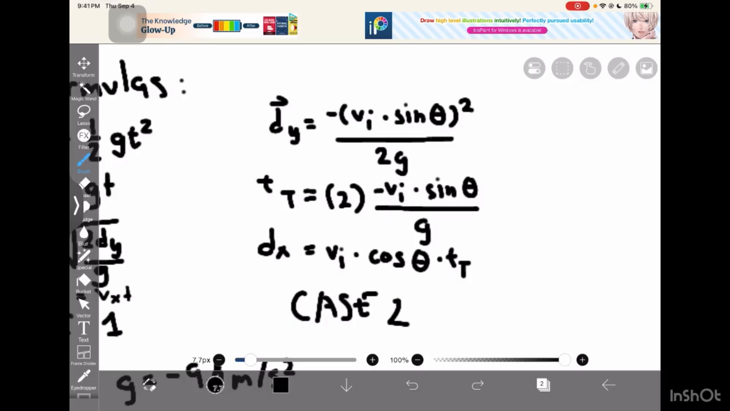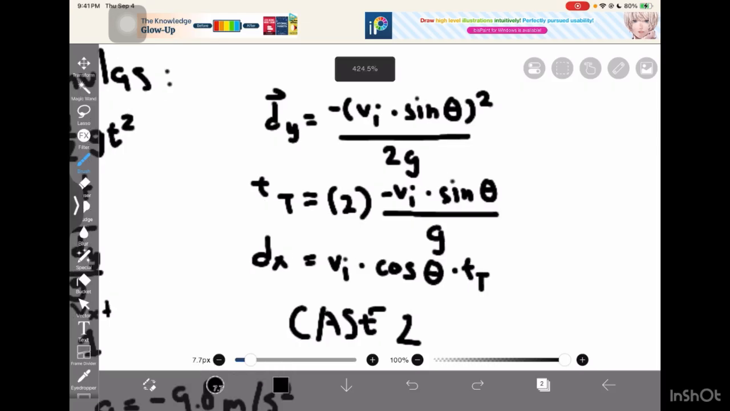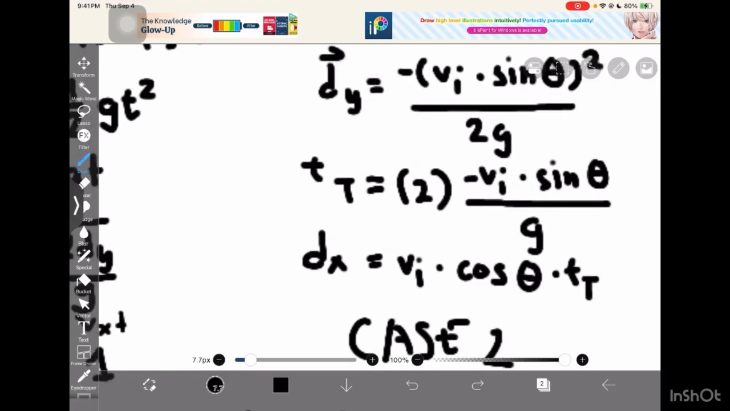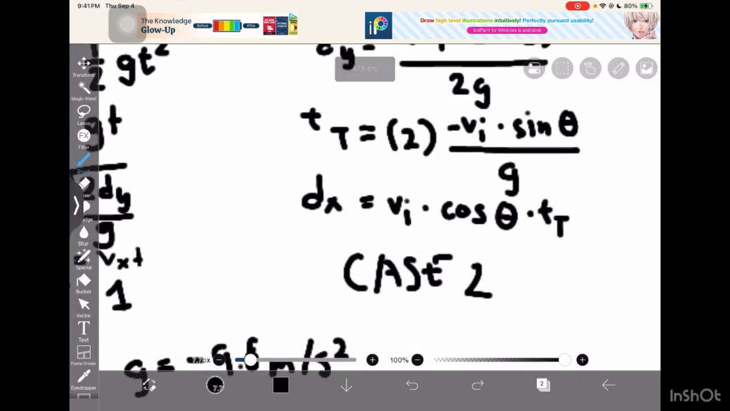So let's solve for this one. This d sub y solves for the maximum height. T sub t solves for the total time. D sub x solves for the maximum horizontal distance, aka the range.